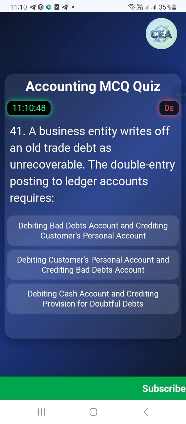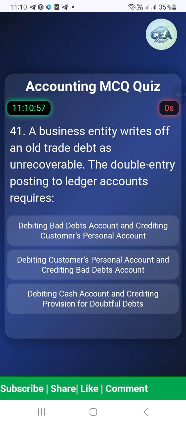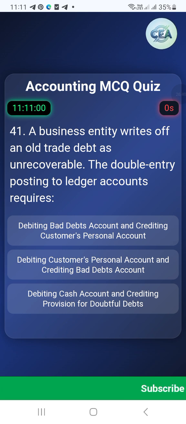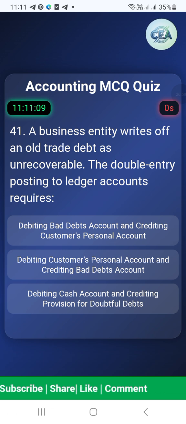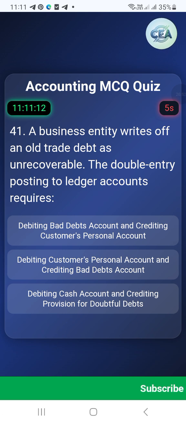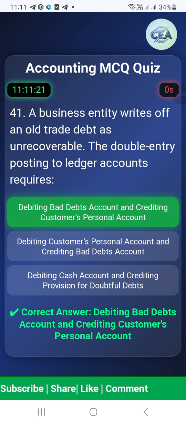41. A business entity writes off an old trade debt as unrecoverable. The double entry posting to ledger accounts requires Option 1. Debiting bad debts account and crediting customers' personal account. Option 2. Debiting customers' personal account and crediting bad debts account. Option 3. Debiting cash account and crediting provision for doubtful debts. Correct answer is debiting bad debts account and crediting customers' personal account.